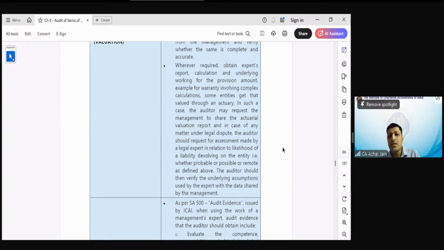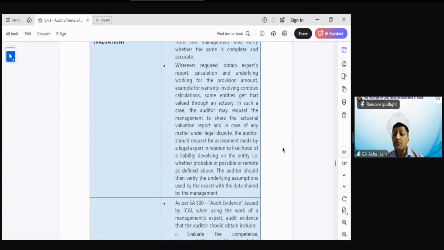Once that is checked, meaning the right person is there who is calculating that, then the auditor needs to look at the assumptions, the basis of those workings, for which the auditor may have to get into discussions with that expert also. So that sort of discussion is also required to be done.